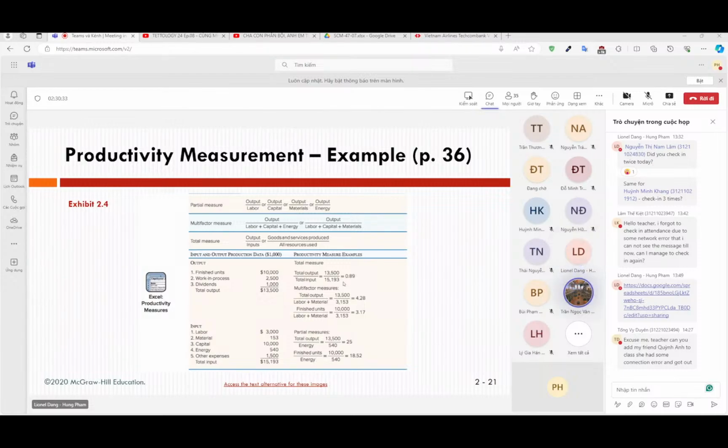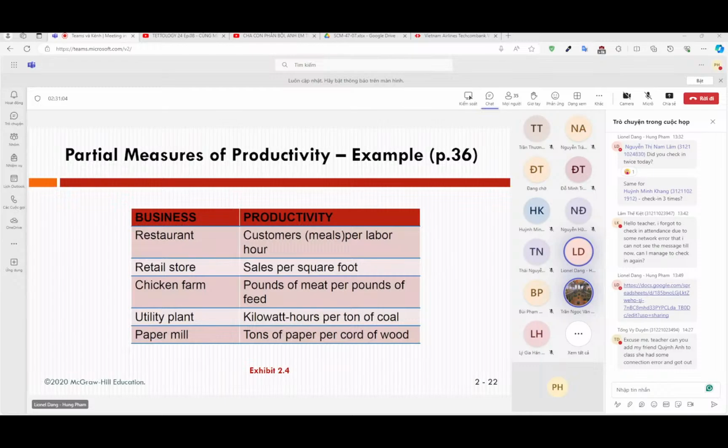And the remaining equations are also the same, depending on what factors you are looking at. You can choose between multi-factor measures or partial measures to identify the productivity of the company. Okay, so next slide, please.